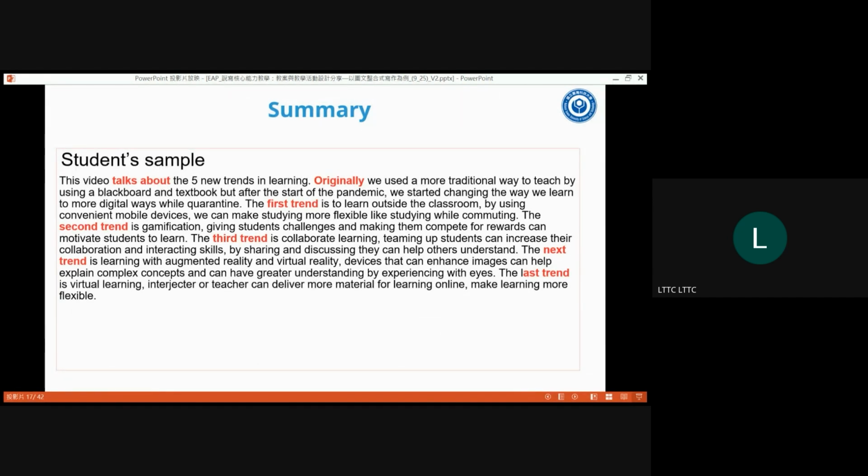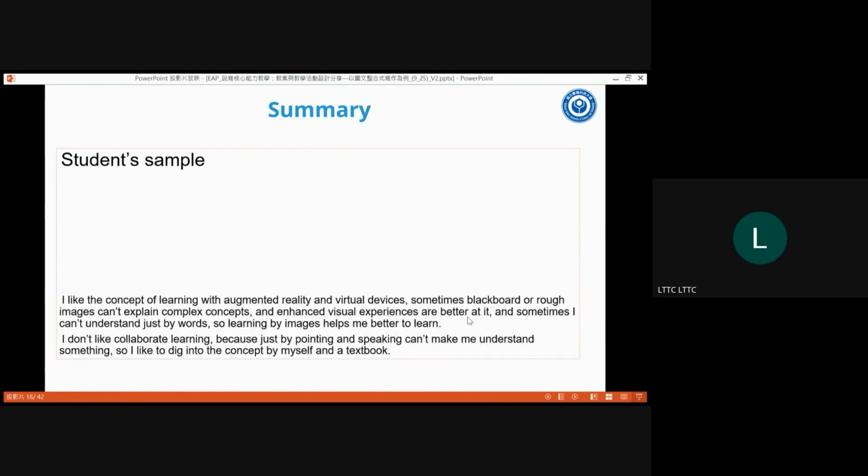Okay, of course, there are some grammatical errors here, but overall it looks quite nice, for me at least. Okay, but they have to improve. And I will tell them how to improve. So this is their draft. Okay, so this is the first paragraph. And then for the second paragraph, it's about the opinion. Okay, you like or dislike.